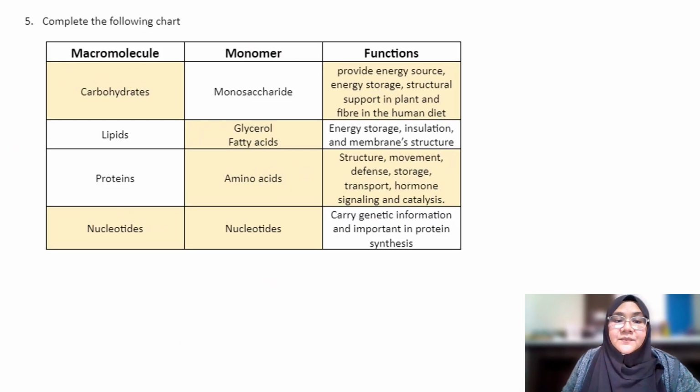Okay, next, complete the following chart. These are all macromolecules that were described in chapter 4. First is the carbohydrates, second lipids, third proteins, and fourth nucleotides. The monomer is the monosaccharide. So what is the macromolecule? The macromolecule will be the carbohydrates. And you have to know the function of the carbohydrate: to provide an energy source, as well as support in plants and fiber in the human diet.